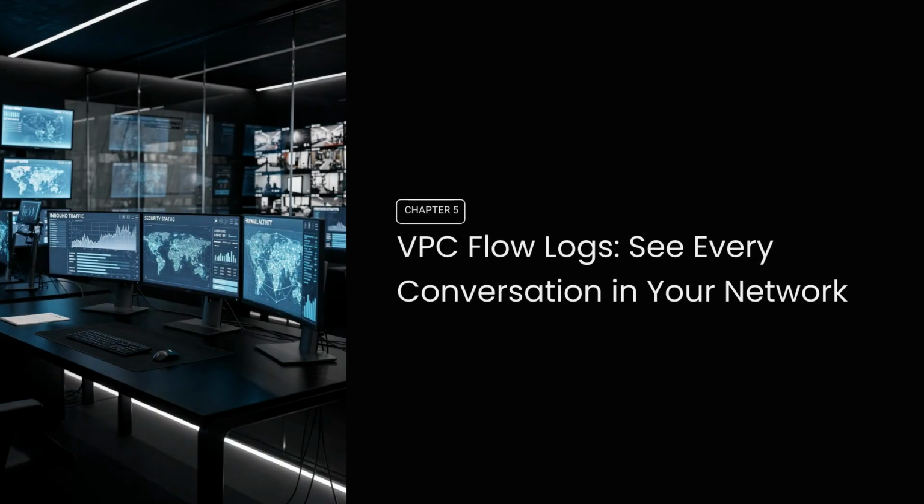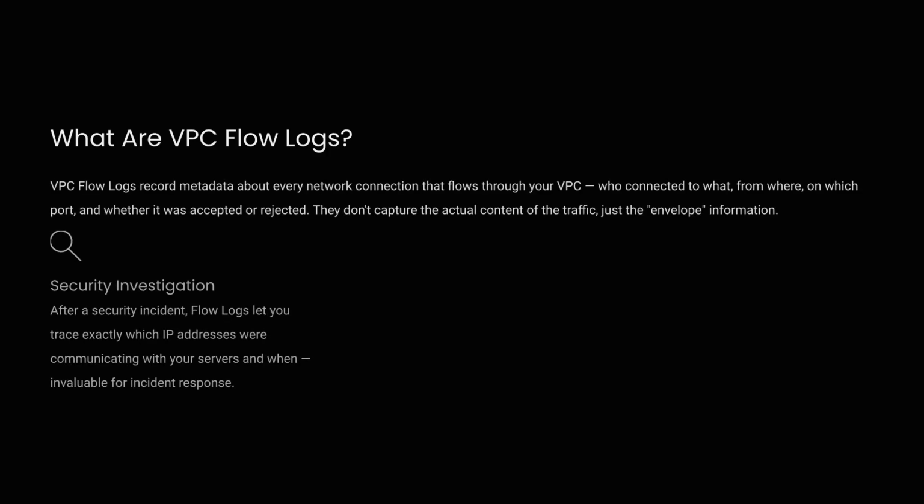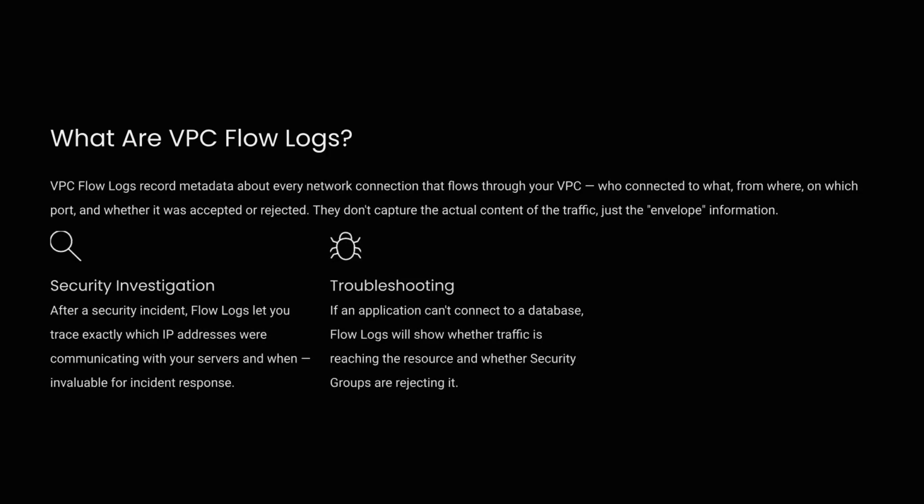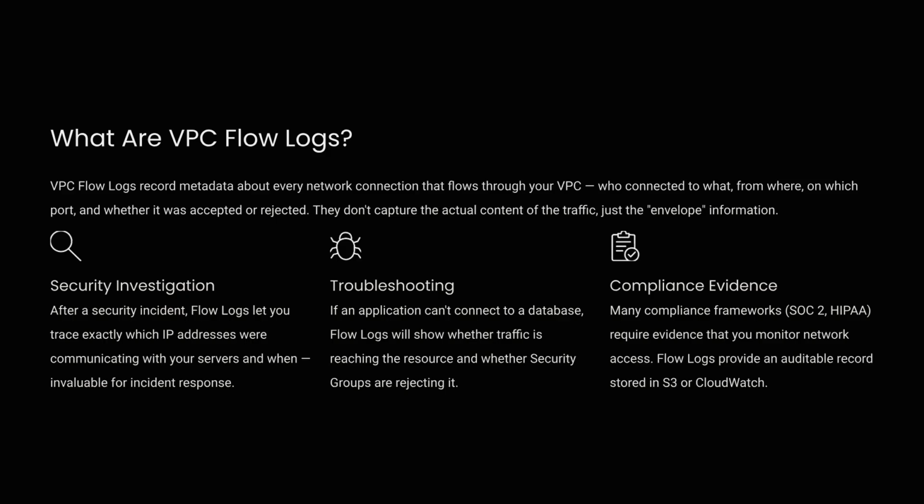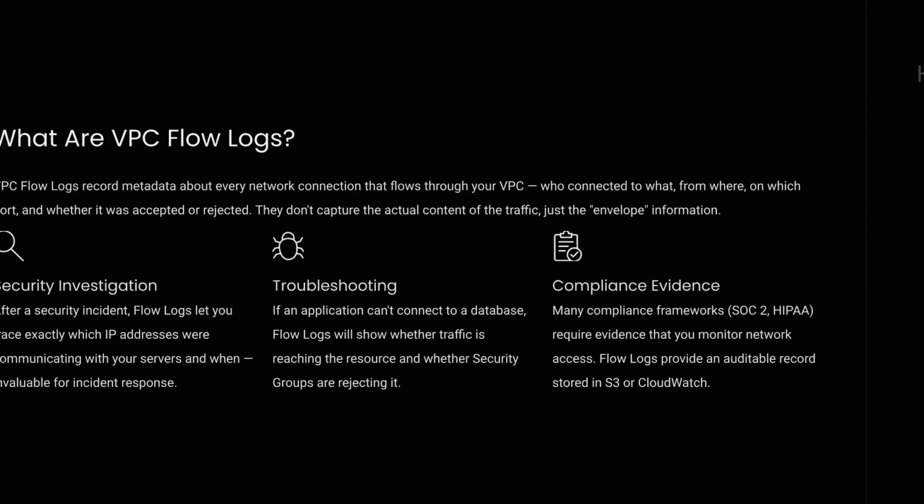Chapter 5 discusses VPC flow logs, seeing every conversation in your network. These logs are a crucial tool for security and monitoring. VPC flow logs record metadata about every network connection, including who connected, from where, on what port, and whether the traffic was accepted or rejected. They are useful for security investigation, troubleshooting, and compliance evidence, but don't capture the actual content of the traffic.